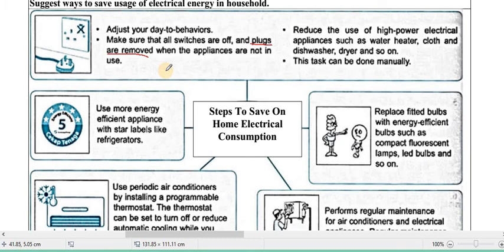Why is it that after switching off you still need to remove the plug? If it's switched off already, is there still current? No, after the switch is off there is actually no more current. This is a misconception I want to point out. A lot of people still think like that. Why is there this kind of misconception that after turning off the switch there is still current?